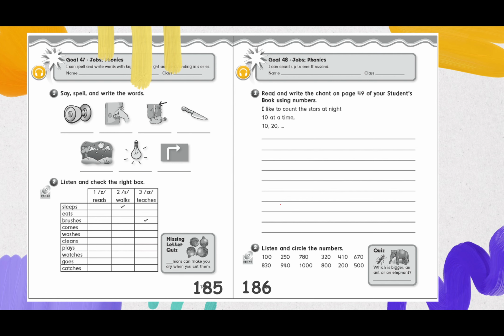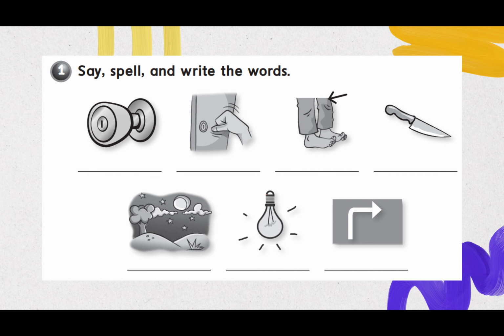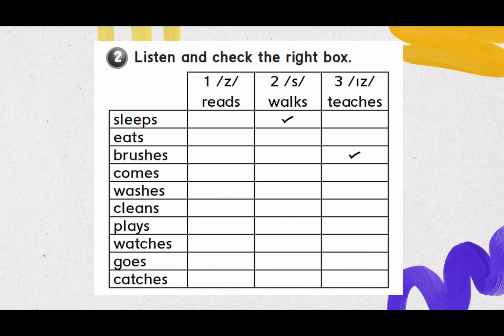Alright, now let's do our book on page 185 and 186. Now let's say, spell, and write. First I have knob, okay? K-N-O-B. Knob. Let's move on and find all of these words. Knife, right, light, night.